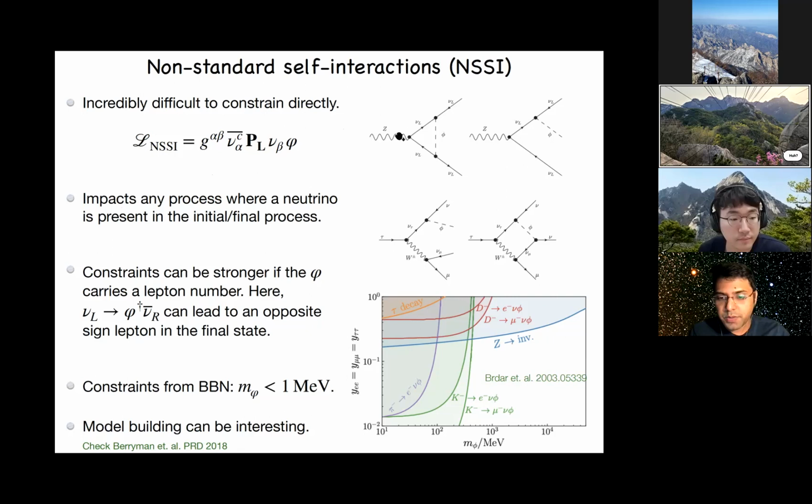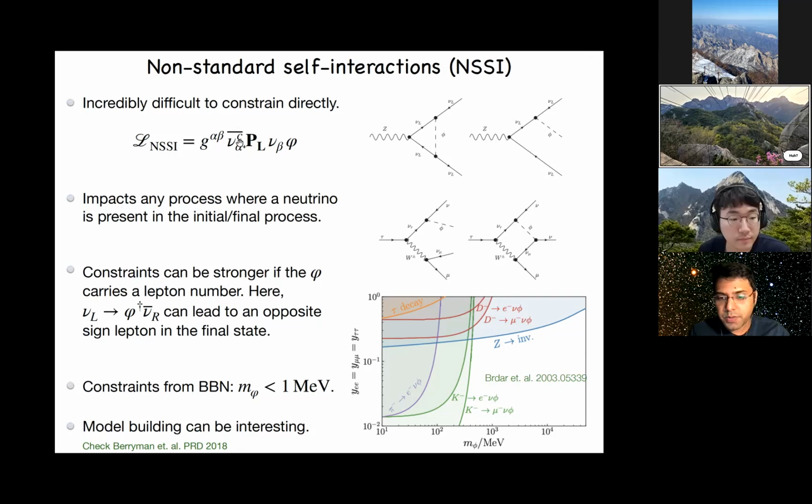So you can have an invisible Z decay, but then the neutrino at the end of the invisible Z decay can exchange a phi and then again get emitted. This kind of process can add coherently to your invisible Z decay process, and this can change your invisible Z decay bounds. You can also have cases where the neutrino would brem out a phi and change to another particle.